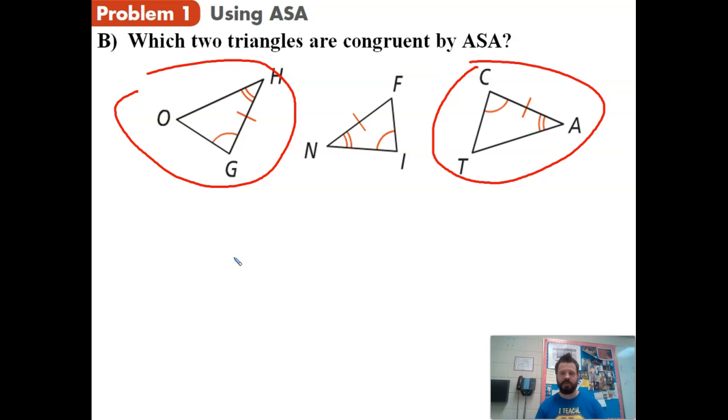And then when it comes time to write the congruent statement, you might have something different than mine, because I can pick any order I want for the first triangle. We'll just go OGH. We'll say that's congruent to triangle, and it's staying in the same order, we'll say TCA, where each of my letters, in order, corresponds to the matching angle on the other triangle.